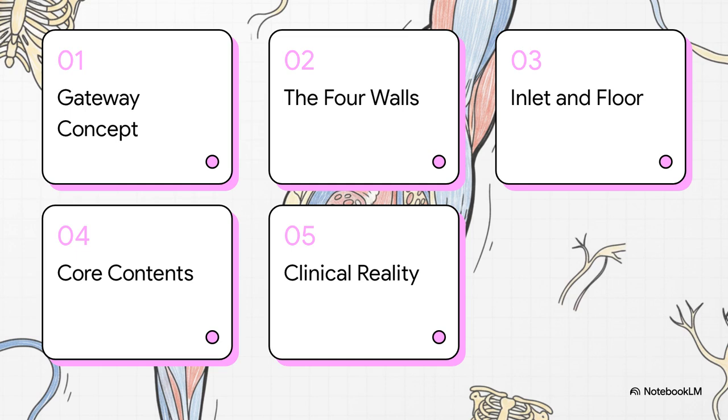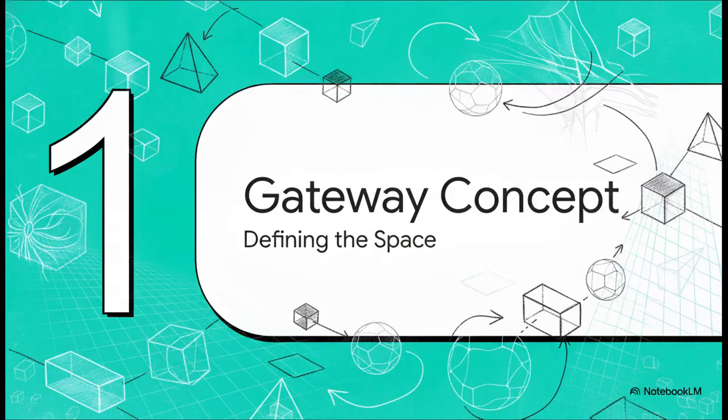Here is our blueprint. First, the gateway concept. Second, the four walls. Third, the inlet and floor. Fourth, we'll furnish the space with the core contents. And finally, we'll hit the clinical reality. All right, section 1, the gateway concept.